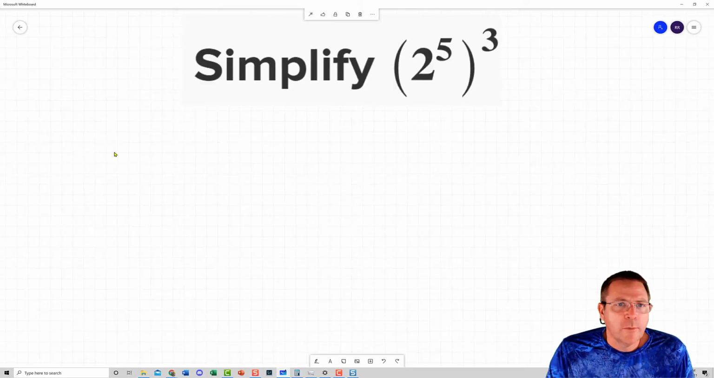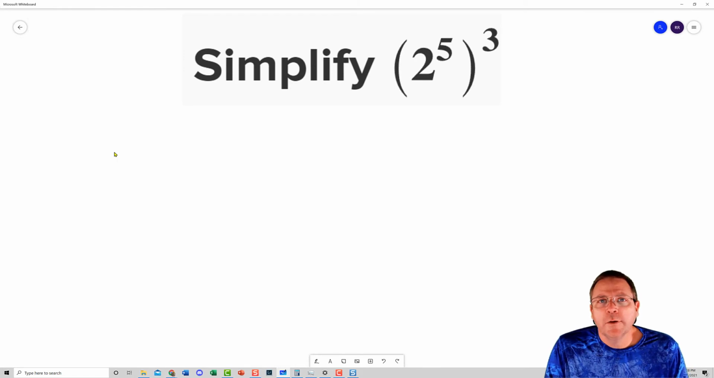Alright, so our problem says to simplify 2 to the 5th, which is then again cubed. Now, once again, the word simplify, it's not solve. We're not going for a final answer in standard form. It wants us to write this using as few numbers as possible.